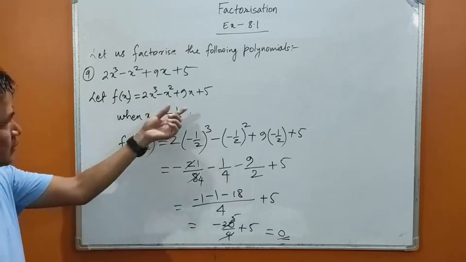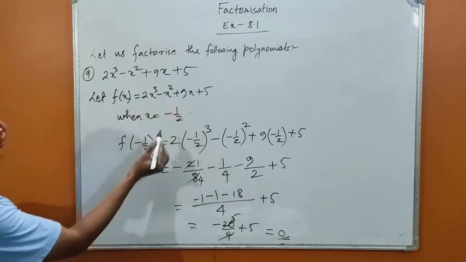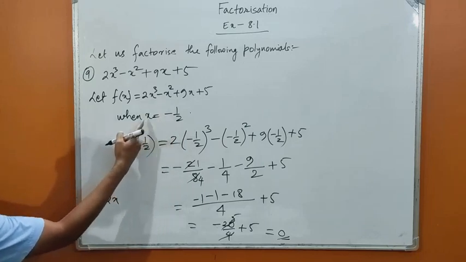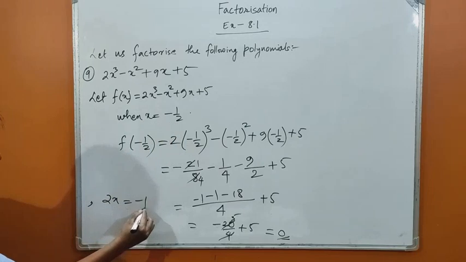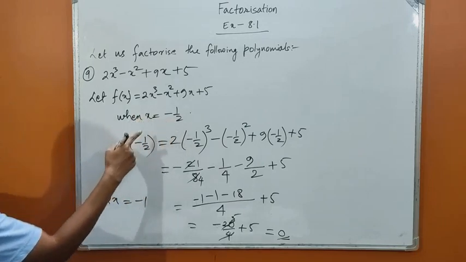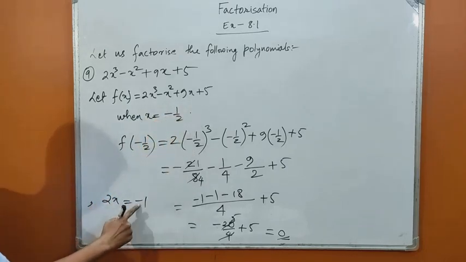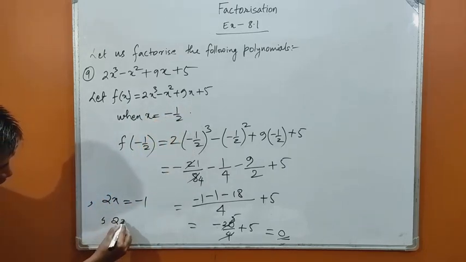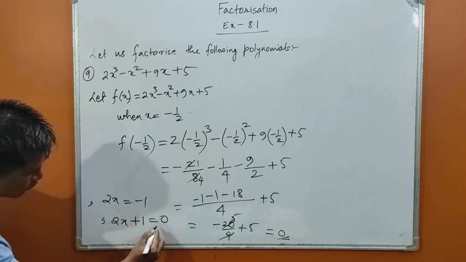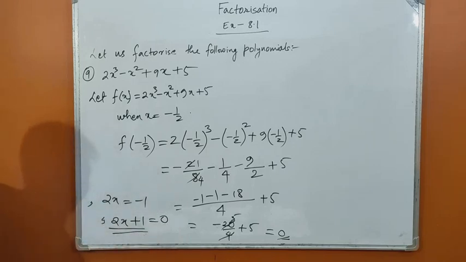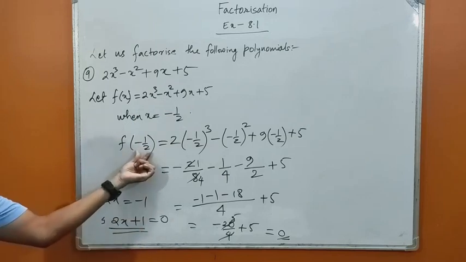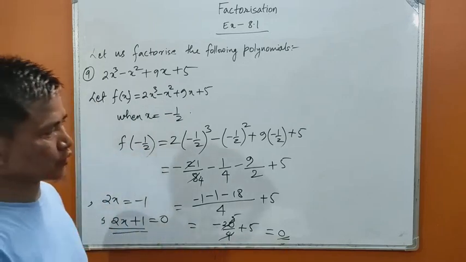That means let us bring this minus 1 upon 2 to the left hand side. 2 into x is 2x equal to minus 1. I'm just cross multiplying this. Let us bring this minus 1 to the left hand side. Plus 1 equals to 0. So 2x plus 1 is the factor of this expression. When this expression is divided by 2x plus 1, the remainder is 0, so 2x plus 1 is the factor.